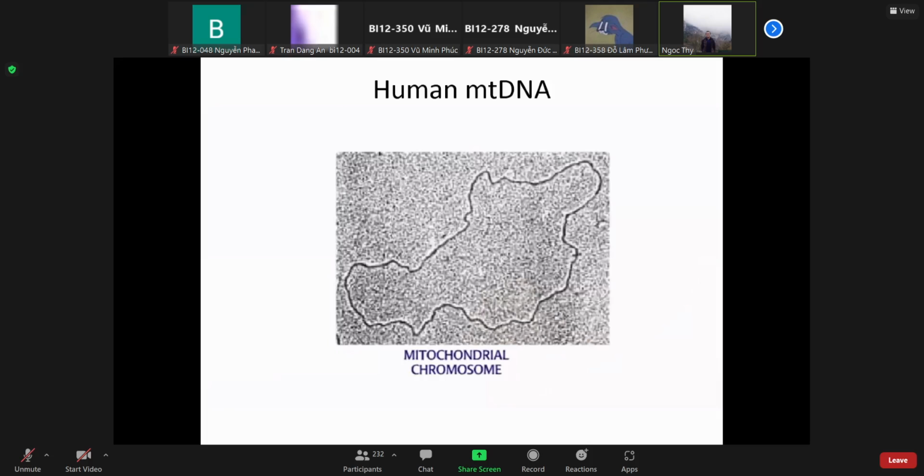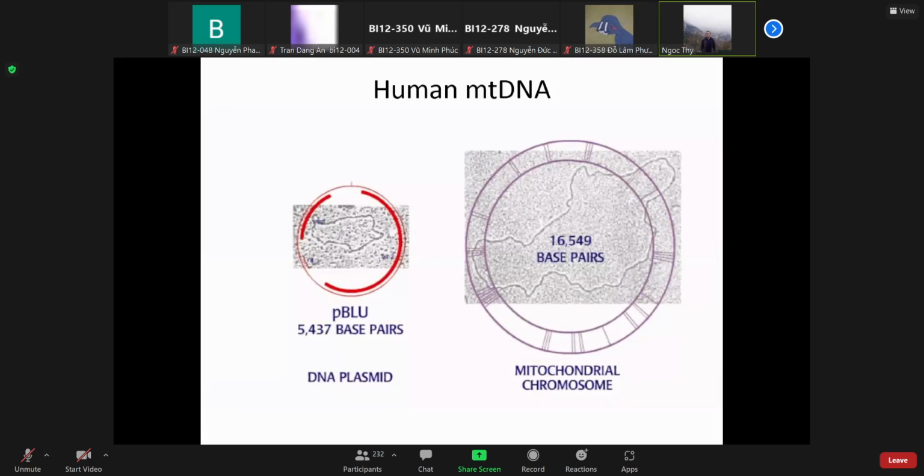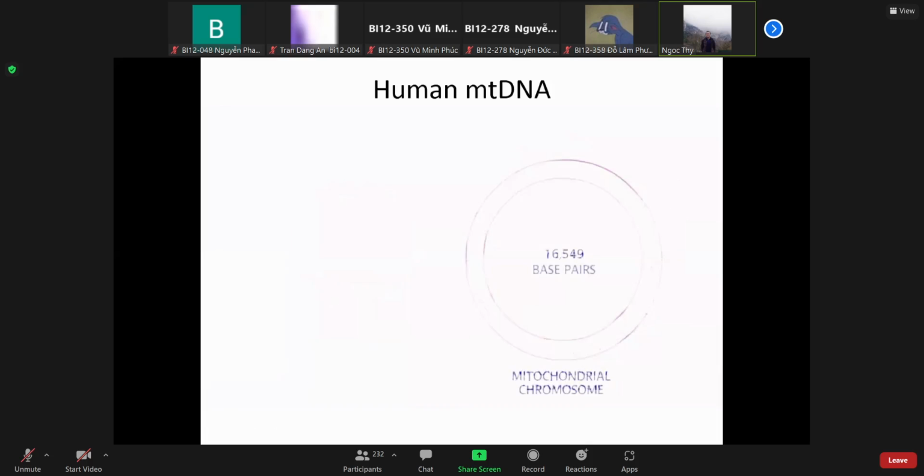The mitochondrial chromosome preserves many features like bacteria. First, it is a circular molecule. The human mitochondrial chromosome is only 16,549 base pairs long, which is not much larger than any bacterial plasmid.